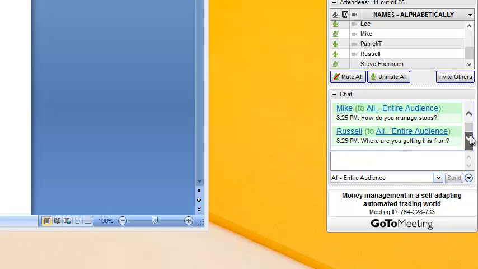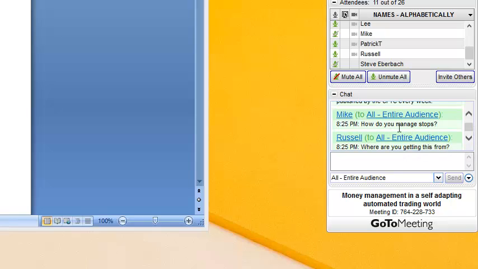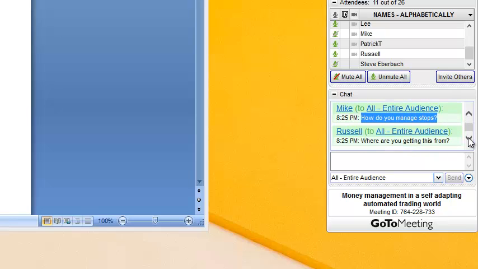Oh, more questions came in from Mike. How do you manage stops, and where are you getting this from? Okay, so two different things. For the positioning, I assume he talked about the positioning. Some brokers like Dukascopy, like FXCM, like Oanda, make public this kind of information, how many are long, how many are short. So let me show you one example of this.